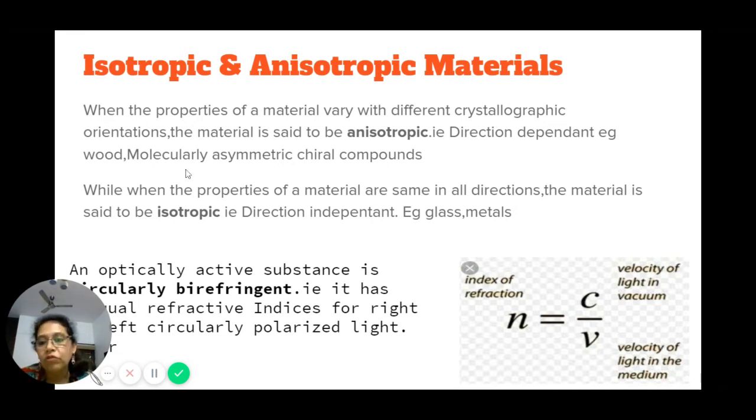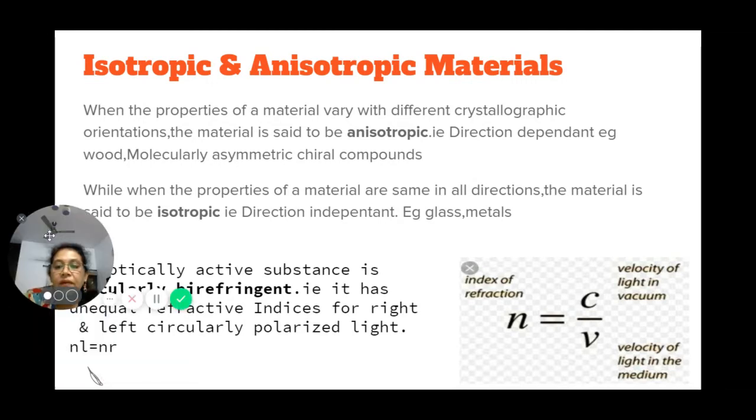Similarly, chiral compounds, we know the chiral compounds are not same, they are molecularly disymmetric or asymmetric. इसलिए अगर उसके थ्रू लाइट पास करेगी तो उसकी स्पीड में डिफरेंस आ जाएगा. ऐसे सब्सटेंसेस को एनिसोट्रोपिक कहते हैं. और ऐसे सब्सटेंसेस जो सेम थ्रू आउट है, मॉलिक्यूल्स का कॉन्सेंट्रेशन सेम थ्रू आउट है, ऐसे सब्सटेंसेस को हम आइसोट्रोपिक सब्सटेंसेस कहते हैं. So while when the properties of a material are same in all directions, the material is said to be isotropic, that is direction independent.